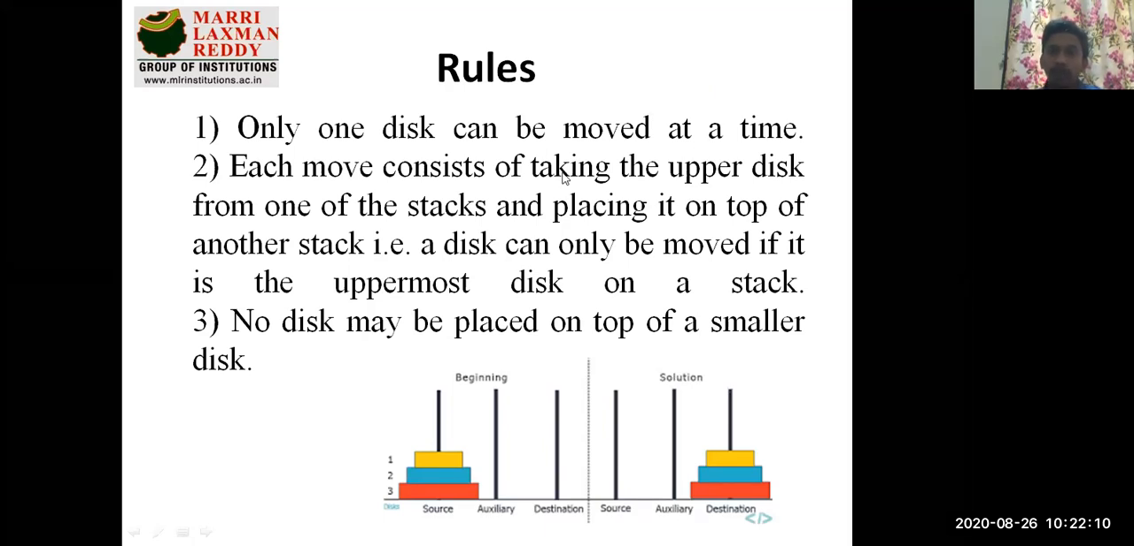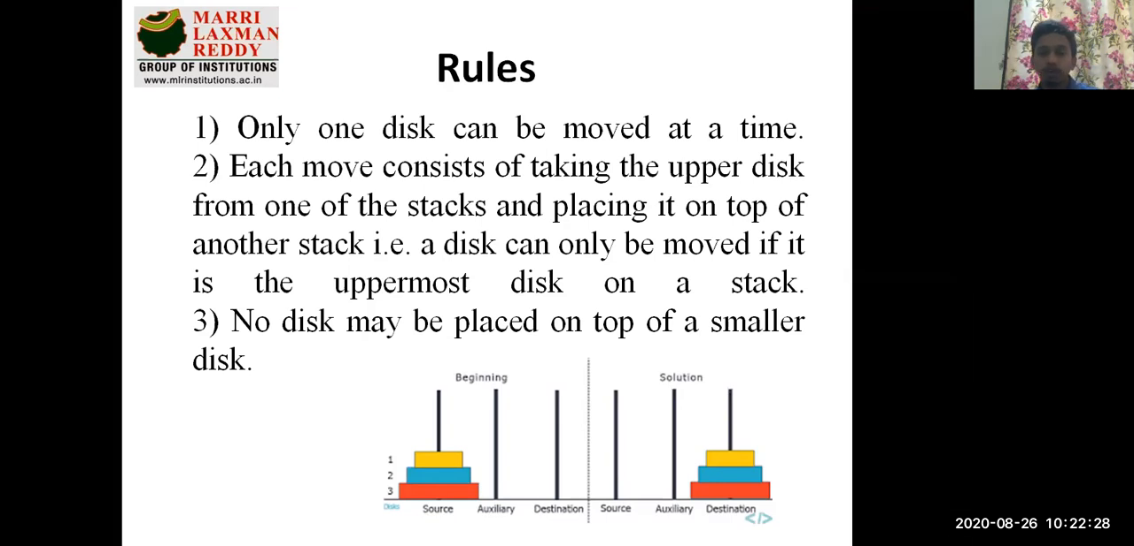Each move consists of taking the upper disk from one of the rods and placing it on top of another. Here you have three different disks, right? You can see in the picture very clearly the beginning condition, what we are having, and what the solution should be.